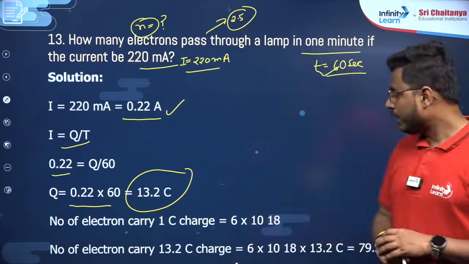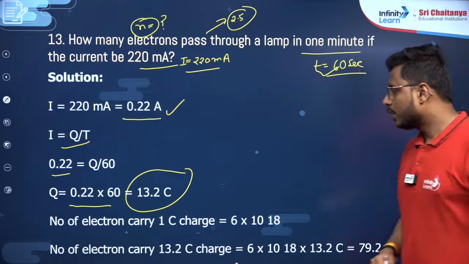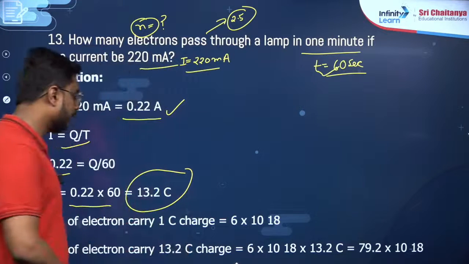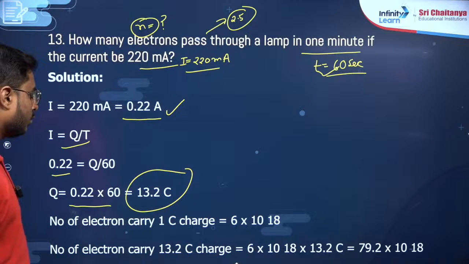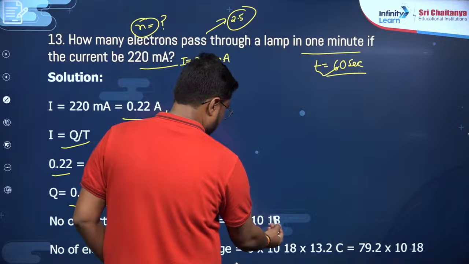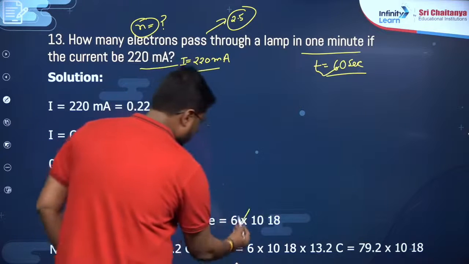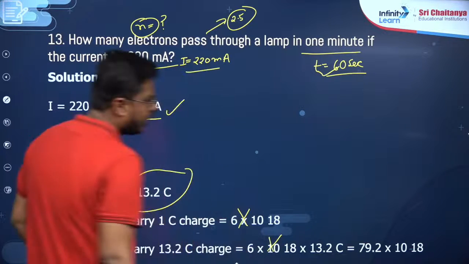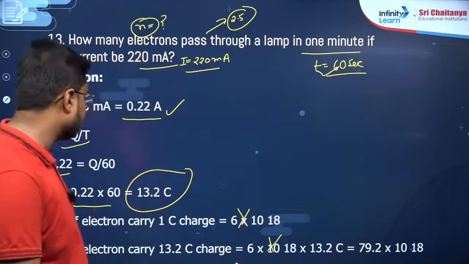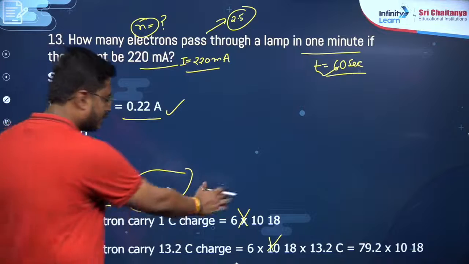Okay, 13.2 coulomb. Now, the number of electrons that carry 1 coulomb charge, that will be 6 into 10 to the power minus, okay, just a minute. That will be the power, right? Just a minute, leave this. We will solve it by ourselves, okay? But the final answer will be 79.2 into 10 to the power 18 or minus 18. We will check. Let's leave this calculation.